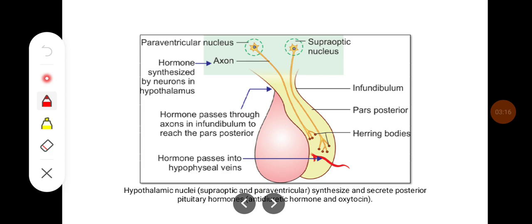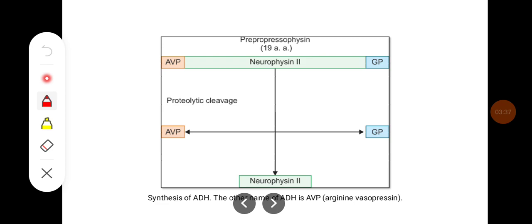So this is the diagram showing the posterior pituitary where the ADH is synthesized in the paraventricular nucleus and supraoptic nucleus and it is released into the posterior pituitary. Okay. So this is the production of neurophysin 2 where it is produced from pre-propressophysin that is containing 19 amino acids. Okay, so then it gets converted into hormone ADH.